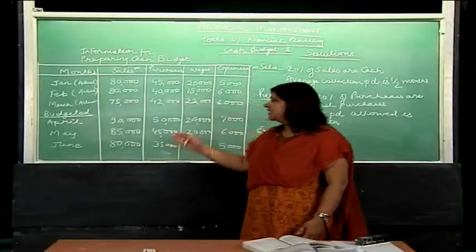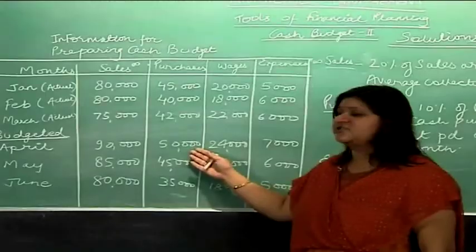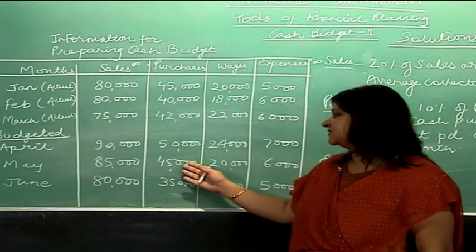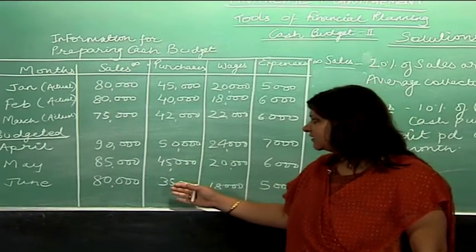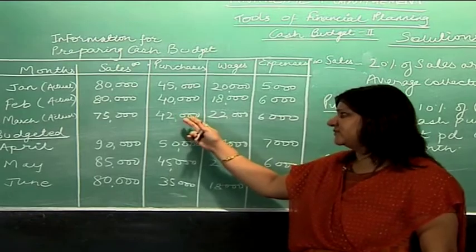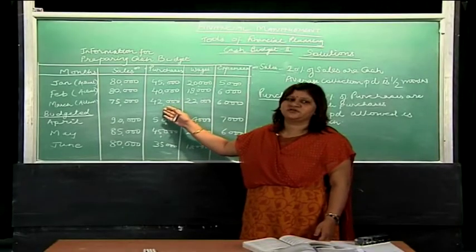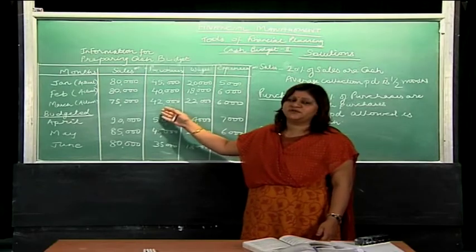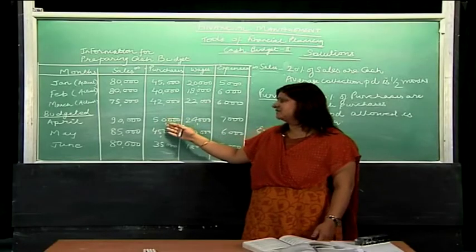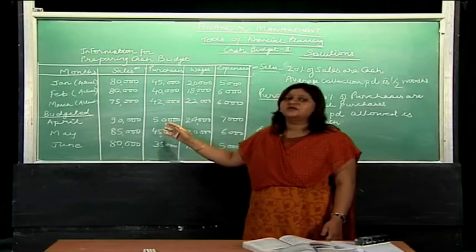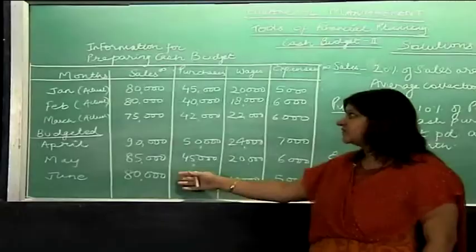That means April's credit purchases shall be paid in the month of May, May's credit purchases shall be paid in the month of June, and March credit purchases, that is 42,000 minus 10% of the 42,000, that is 4,200, so the remaining 37,800 is paid in the month of April. So, these were relevant information regarding sales and purchases.